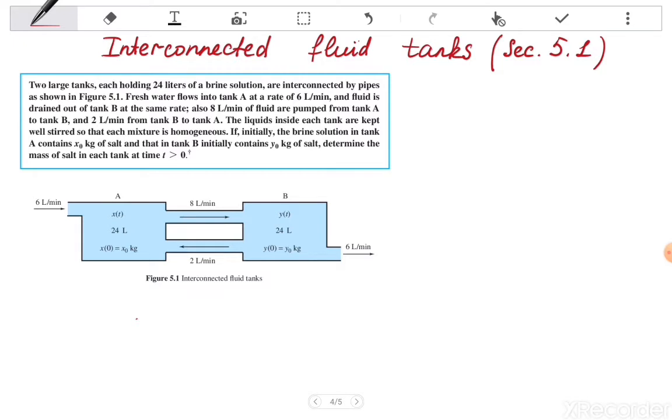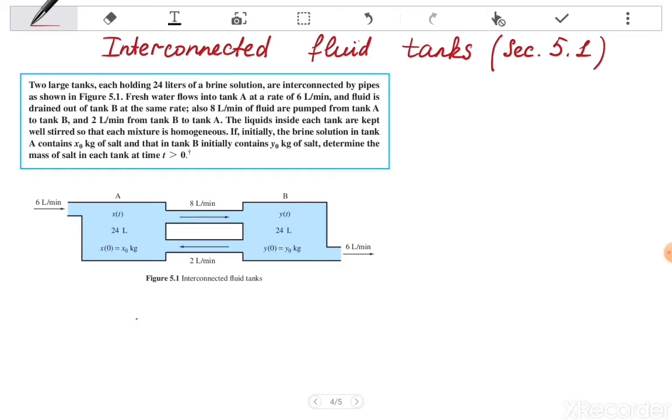So assume that now we have two tanks, tank A here and tank B here. These tanks are connected by pipes, so you see we have some pipes. Some water flows into tank A through this pipe here and flows out at the same rate from tank B. Also, some water flows around from A to B and from B to A.